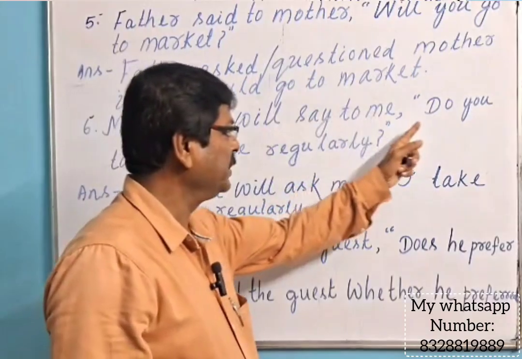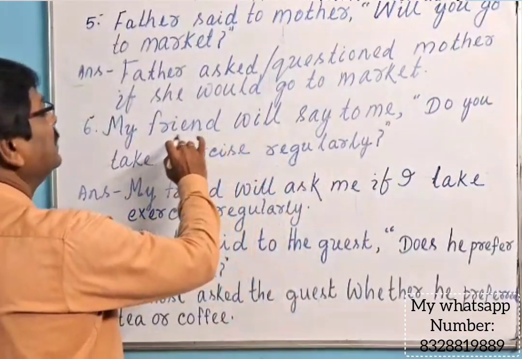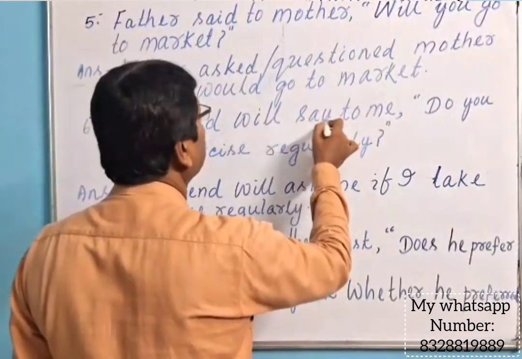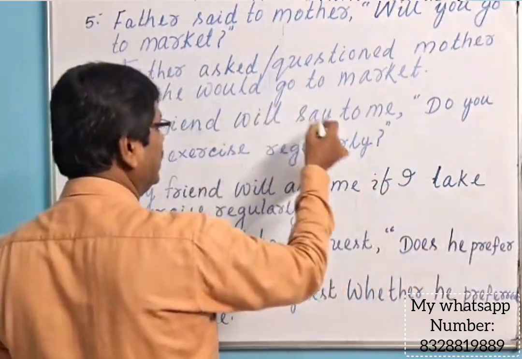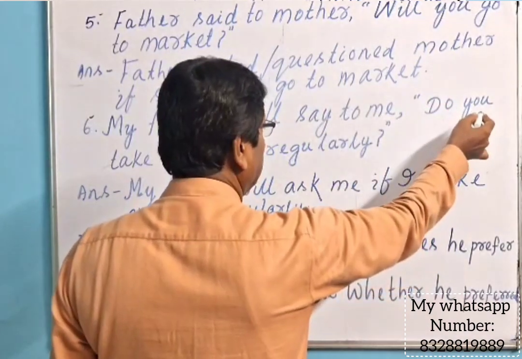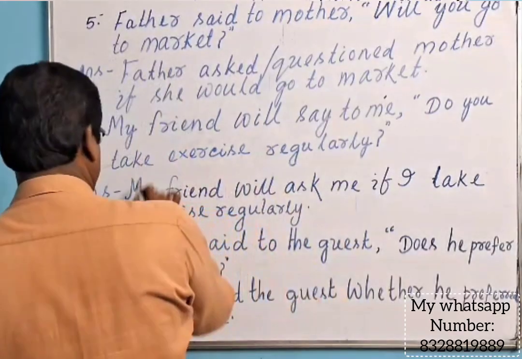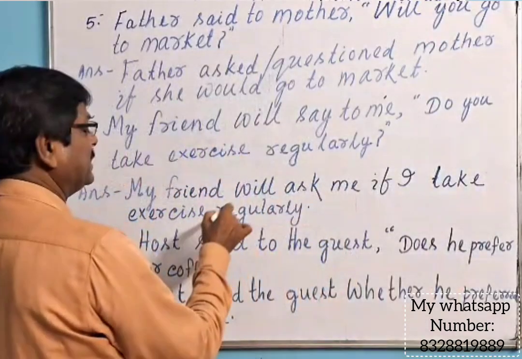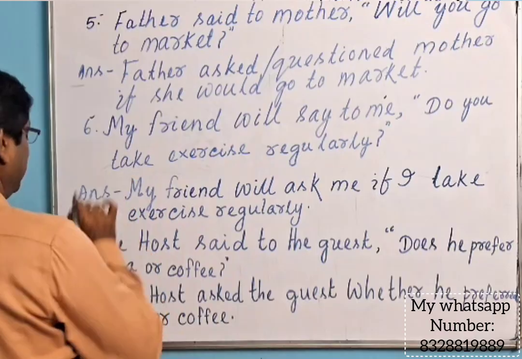My friend will say to me, "Do you take exercise regularly?" So the reporting verb is in future tense. So it will be converted to "will ask". My friend will ask me, "to" will be dropped, and "you" here refers to the object "me", meaning I. My friend will ask me if I take exercise regularly, right? Then we shall go for question number 7.